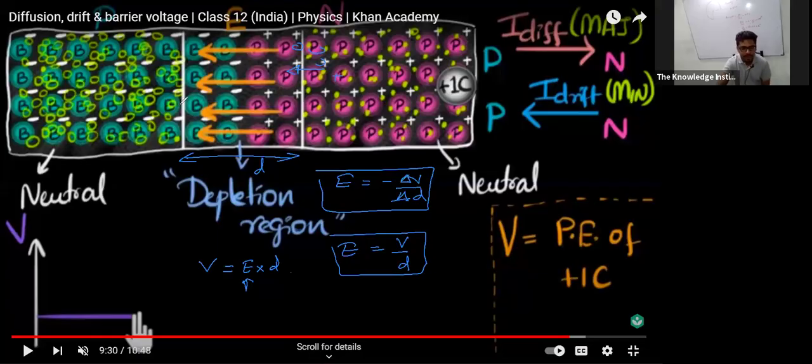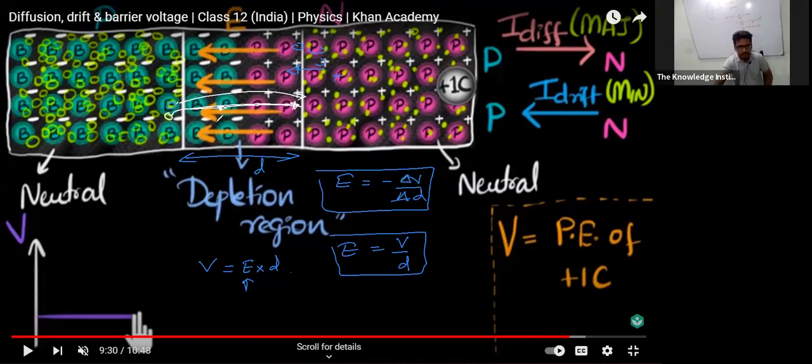Now, suppose a hole wants to move from here to here, right? It has to do work against the electric field, right? So it is a barrier. It has to overcome that potential to move from this side to this side. That means if I want to send a positive charge from here to here, then I have to give work or supply energy, right? That should have this value.